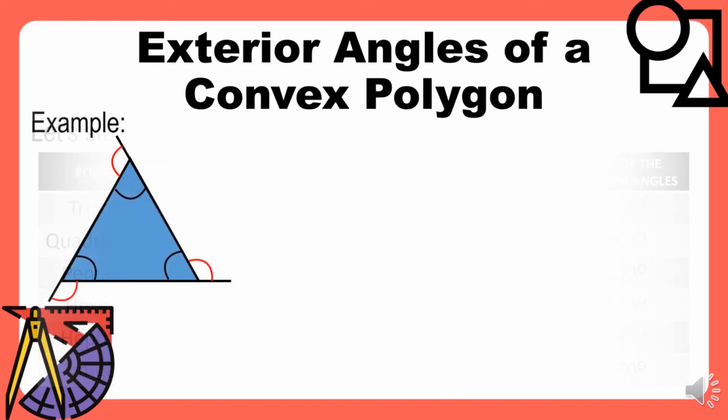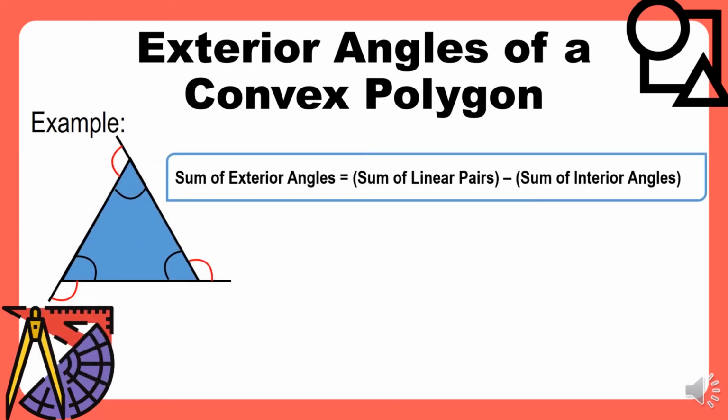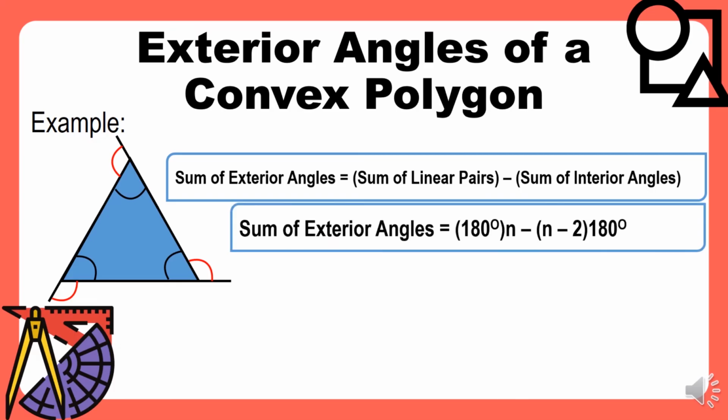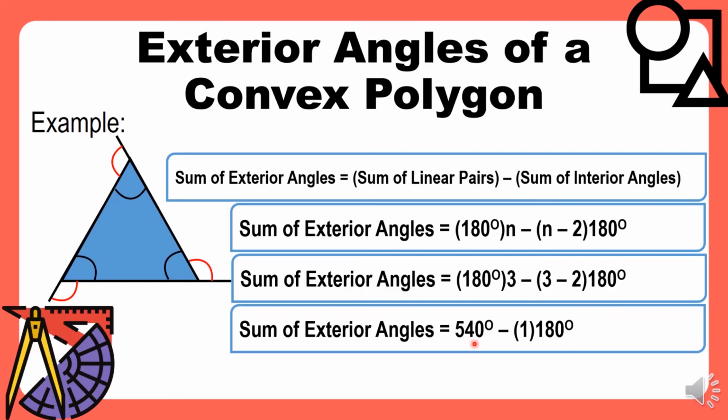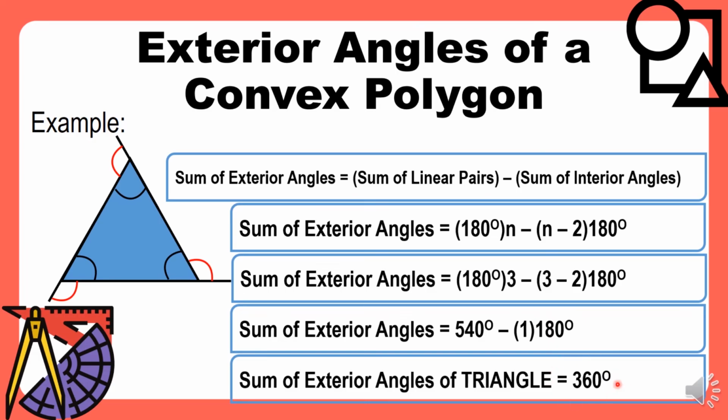Example, we have a triangle. Do not forget that this is the formula in finding the sum of the exterior angles. Sum of the exterior angles is equal to 180 degrees times n minus n minus 2 multiplied to 180 degrees. Since we have 3 sides of a triangle and 3 linear pairs formed in it, we are going to replace n by 3. So this will be 180 degrees times 3 minus 3 minus 2 multiplied to 180 degrees. And this will become 540 degrees minus 180 degrees. And the sum of the exterior angles of a triangle is 360 degrees.